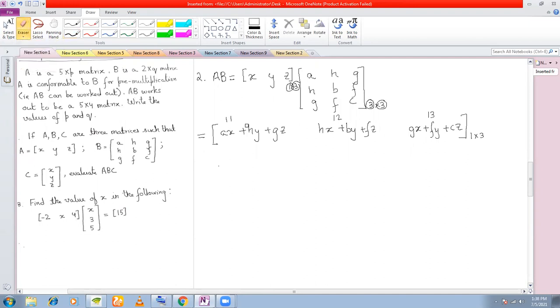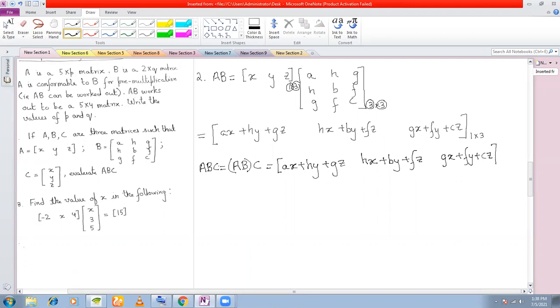Okay. So I've got the product AB. Now once we get the product AB, we shall calculate the product AB into C. So ABC is the same as taking the product of, that is pre-multiplying AB with C. So what is the matrix AB we have calculated above? It is AX plus HY plus GZ. Observe matrix multiplication very carefully, because later on I will not be doing matrix multiplication slowly. GX plus FY plus CZ. So this is your AB.